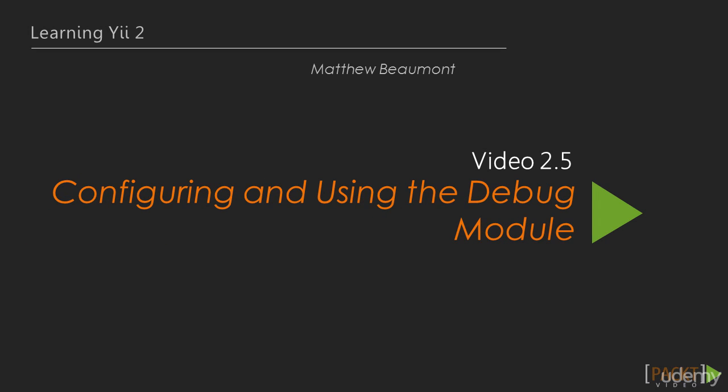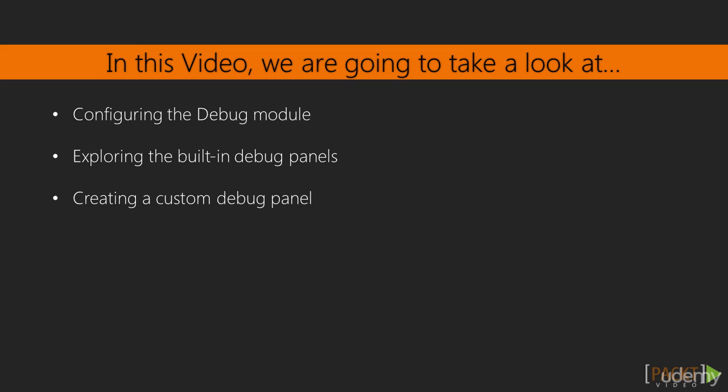Hi, this is the fifth video of the second section, configuring and using the debug module. In our last several videos, we learned how to generate models, views, and controllers using Gii, which is Yii's code scaffolding tool. Now, we'll look at another of Yii's development tools, the debug module. Much like Gii, the debug module needs to be configured before use, and we'll learn just how to do that. Then, we'll take a look at some of its features. Finally, we'll learn how to create our own custom panel.